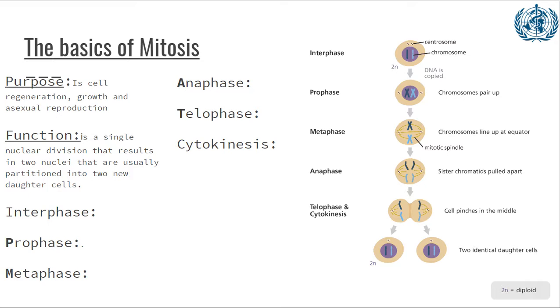This is the period of the cell cycle during which the nucleus is not undergoing division. On the outside of the nucleus are 2 centrosomes containing centrioles, which are key for the process of cell division. Next is prophase, the first stage in PMAT.